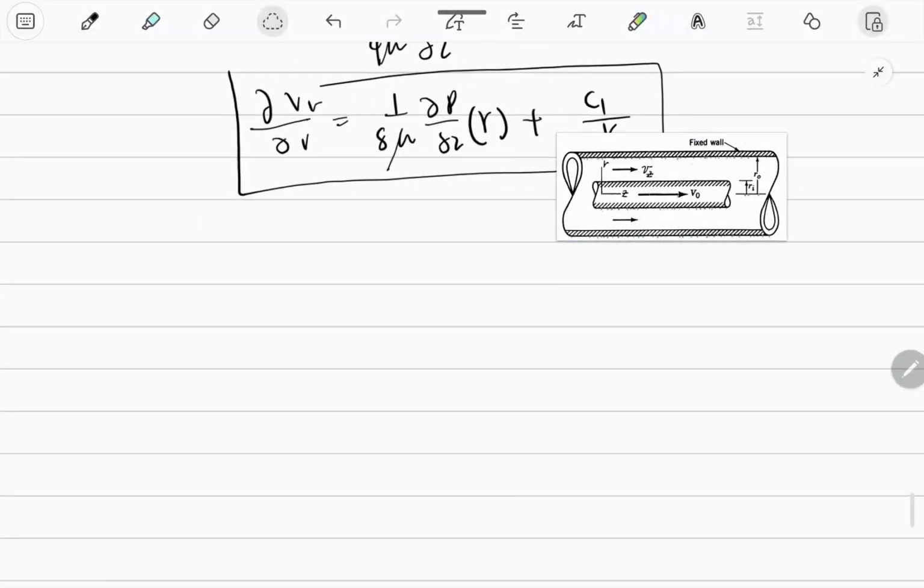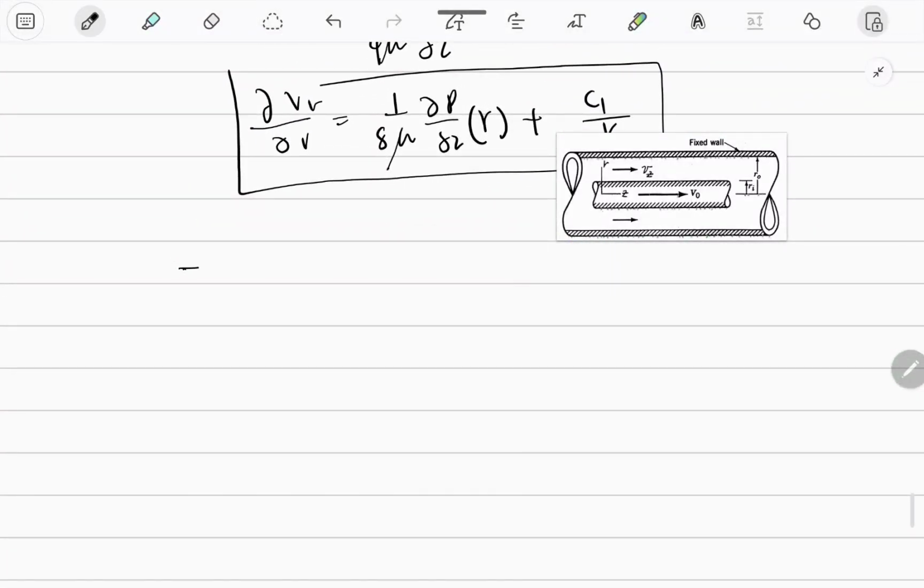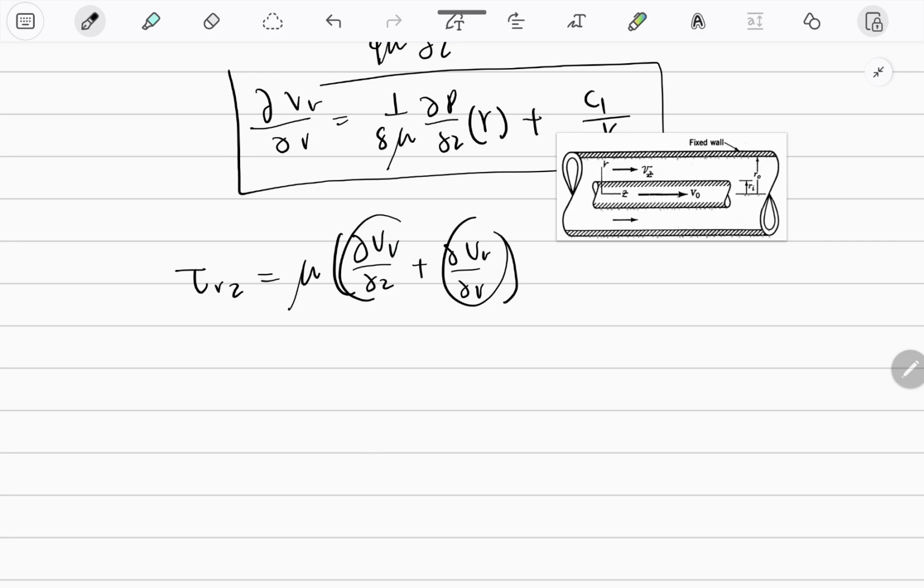Okay, I'll just rewrite it. It's saying that shear on the r face in the z direction should equal mu, dv_r dz plus dv_z dr. Yes, like that. We already know this guy, and this guy is going to be 0 because there is no change in this velocity. Let me think.